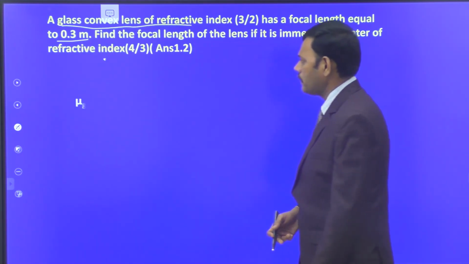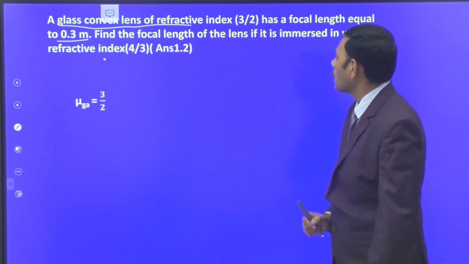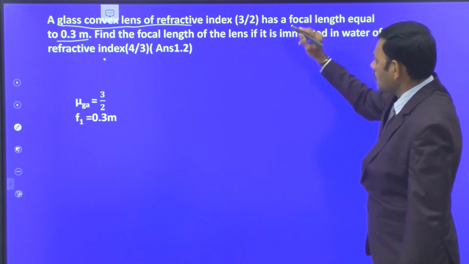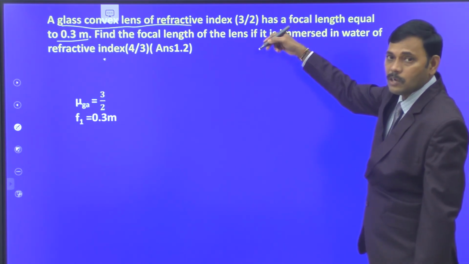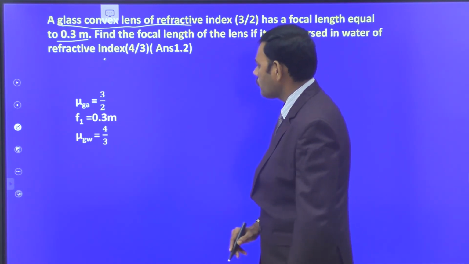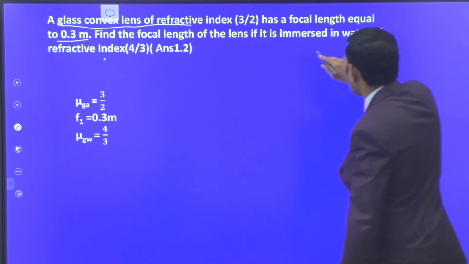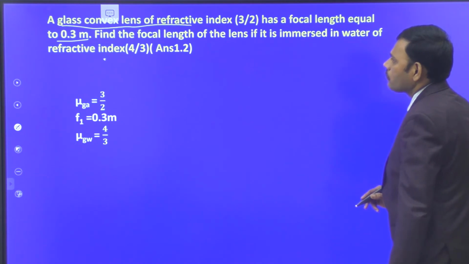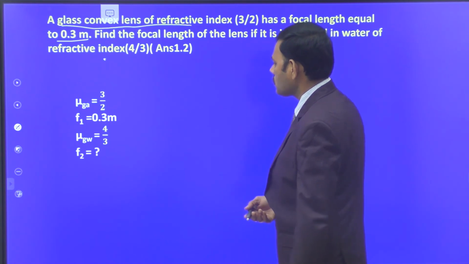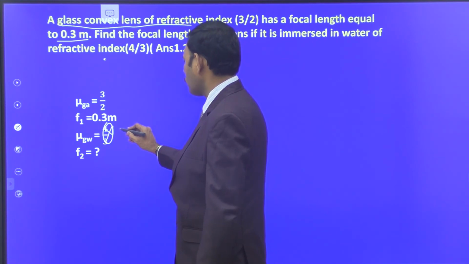So let us write the data. Refractive index of glass with respect to air is given by 3 by 2, first line, and then focal length, let it be f1, that is 0.3 meter. Now the same lens, instead of having air as the surrounding medium, is kept in a water medium of refractive index 4 by 3. Then we find the focal length of the lens if it is immersed in water, so here we have to find the value of refractive index of glass with respect to water.